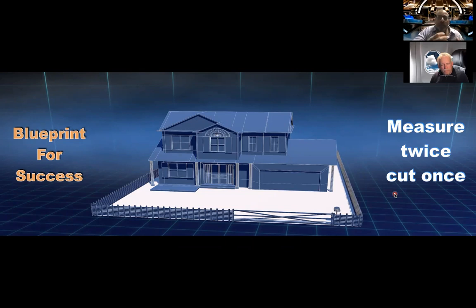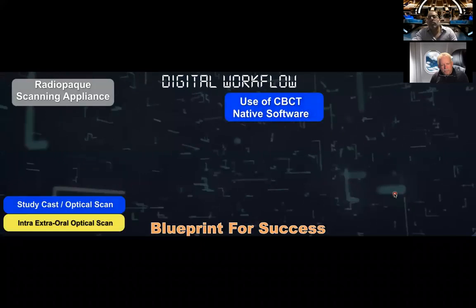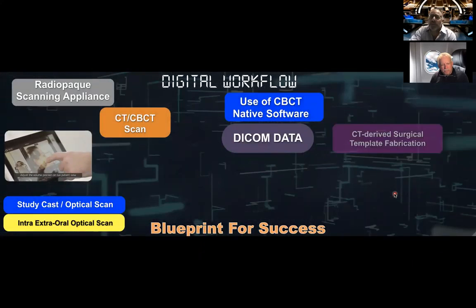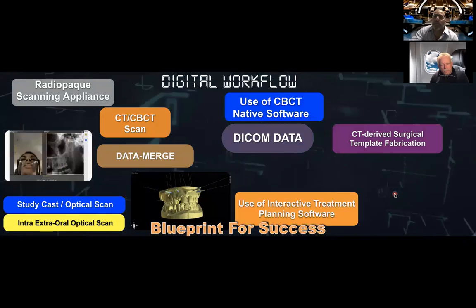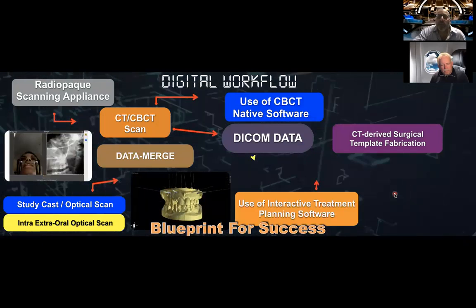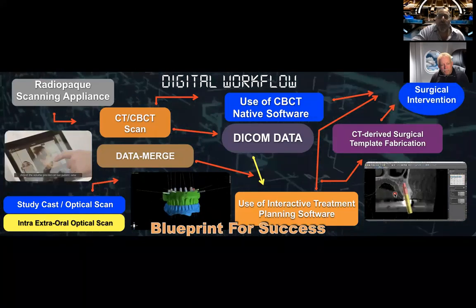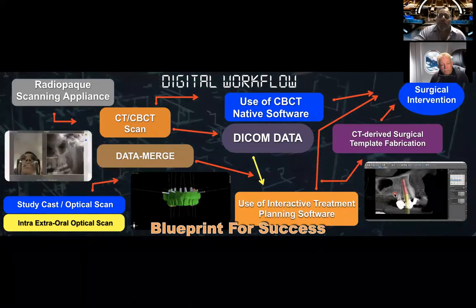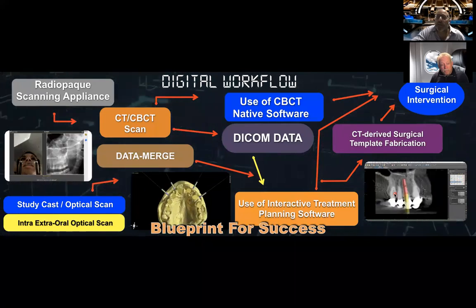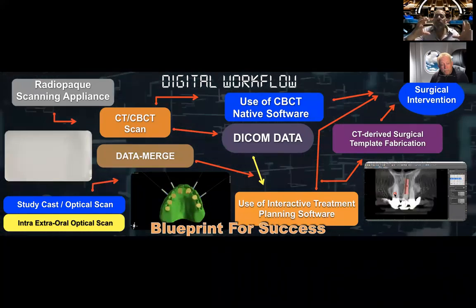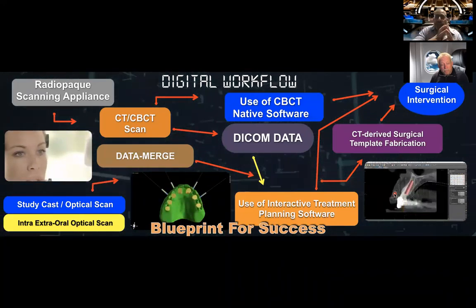So there's lots of different ways to use that information once you have it. The digital workflow for this blueprint of success is to have some sort of a wax up in advance, or a copy of the patient's record in advance. So we do need to take either a study cast or intraoral scan, and then we want to merge that with the cone beam together. We want to merge the two data sets together.